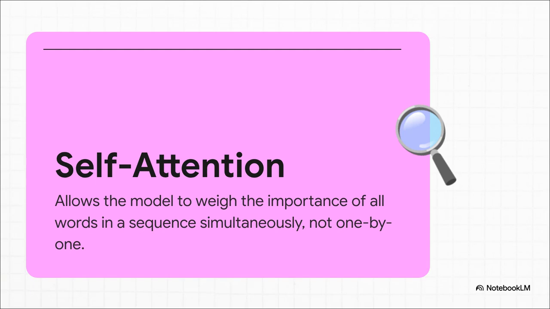Its secret weapon is a brilliant idea called self-attention. Remember how the RNN had to read one word at a time in a line? The transformer looks at the entire sentence all at once. For any word it's looking at, it can directly connect to and weigh the importance of every other word, no matter how far away it is. It's not walking down the street anymore.